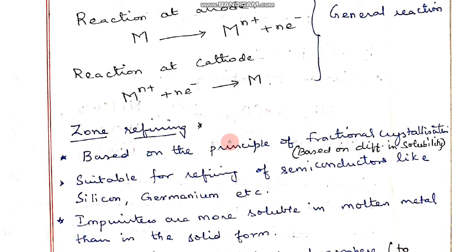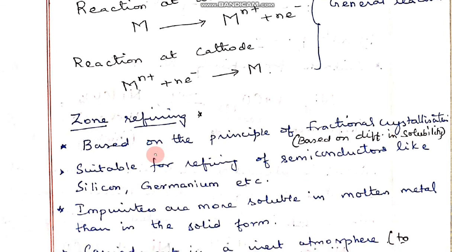Then finally, we have one more refining, that's called zone refining. This word zone is very important here, zone refining. It is mainly based on the principle of fractional crystallization. This is also familiar to you. That is the difference in the solubility. That process is called fractional crystallization. If I have A and B, the solubility difference of A and B in a particular solvent, they can be separated by fractional crystallization.